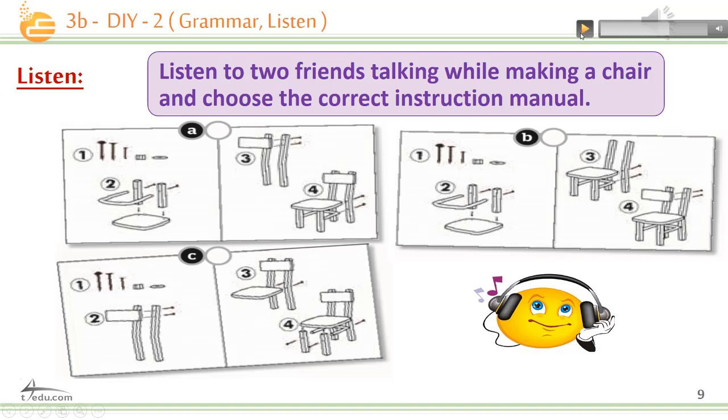Okay, so now they said in step 2 that they're going to put the seat. So let's see, this is the seat. Do we have a seat here? No, so this is going to be eliminated because we don't have the seat here. So they said the seat, 2 short legs, and then the round metal. Here's the round metal, and here's the round metal, and here are the short legs. So step 2 in both A and B are correct.